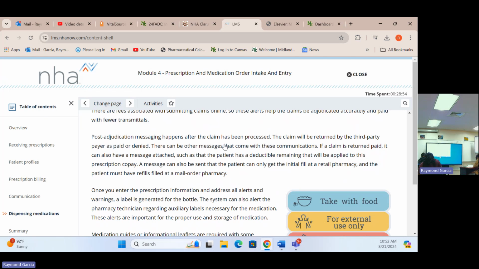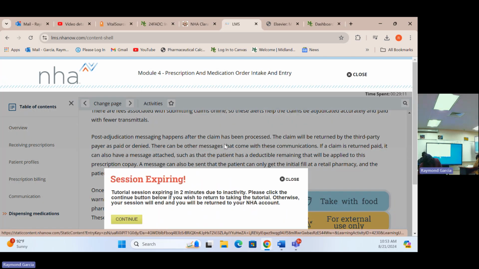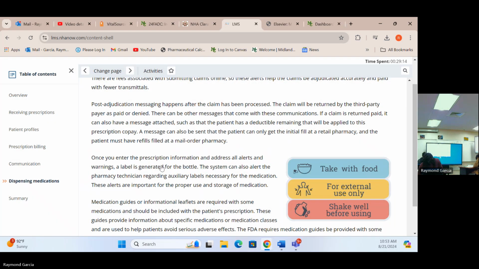Post-adjudication messaging happens after the process. The claim will be returned by the third-party payer as paid or denied. There are other messages that come with these communications. If a claim is returned paid, it can also have a message attached, such as that the patient has a deductible remaining that will be applied to the prescription cost. A message can also be sent that the patient can only get the initial fill at the retail pharmacy, and the patient must have refills filled at a mail order pharmacy.